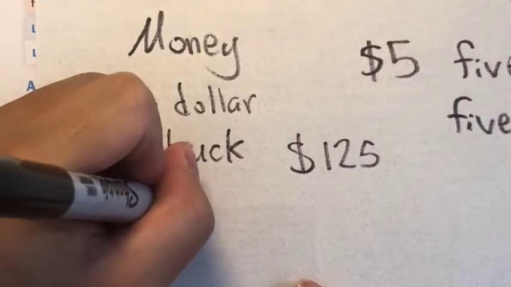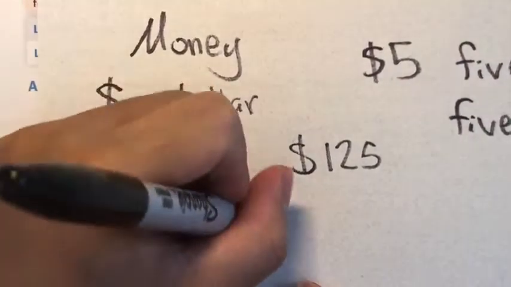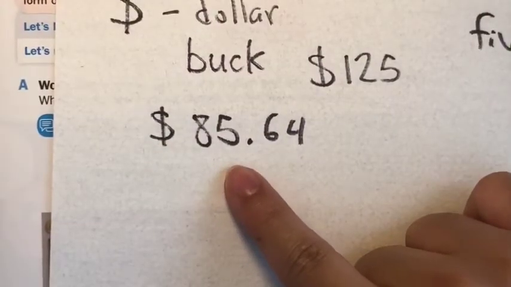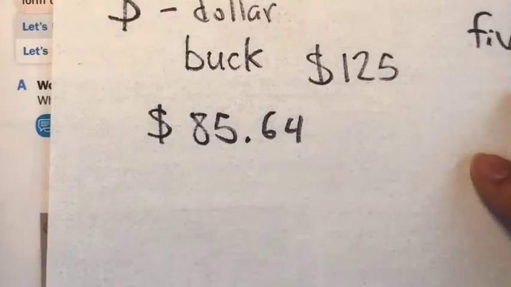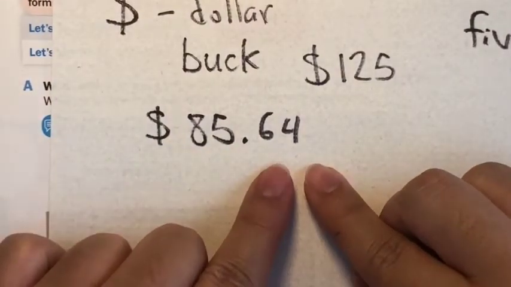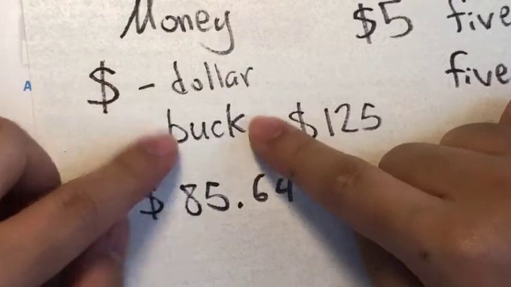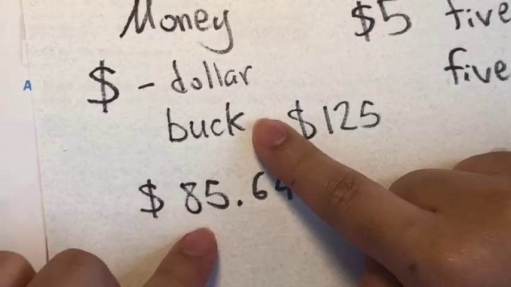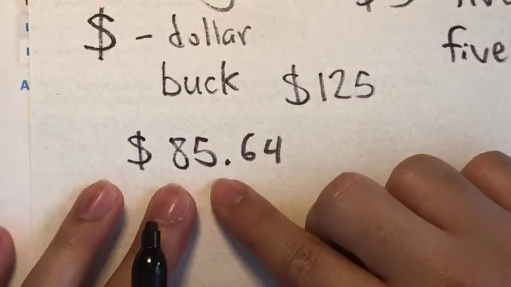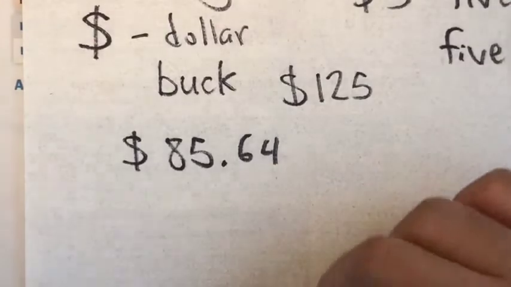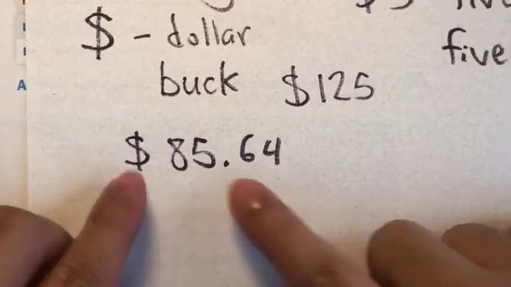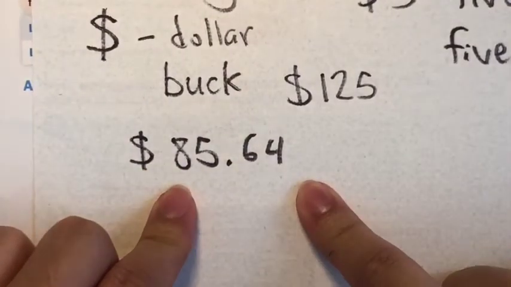And then we have this amount of money. So we say this is $85.64. We can use dollars or we can use bucks. Or we can also say 85.64. We put the two numbers together in the dollars, and then we put the two numbers together in the cents. 85.64. Same thing.